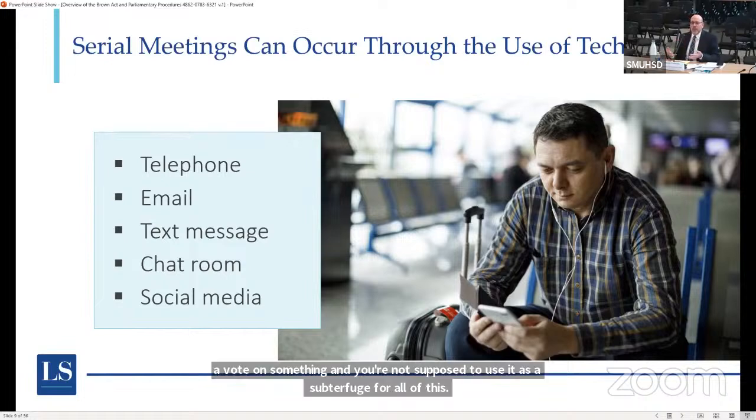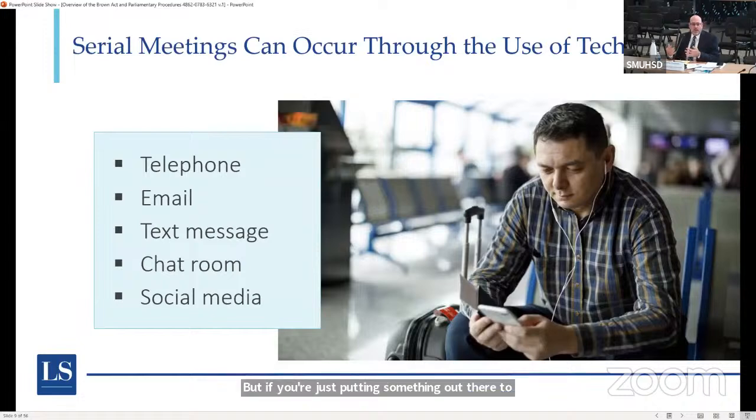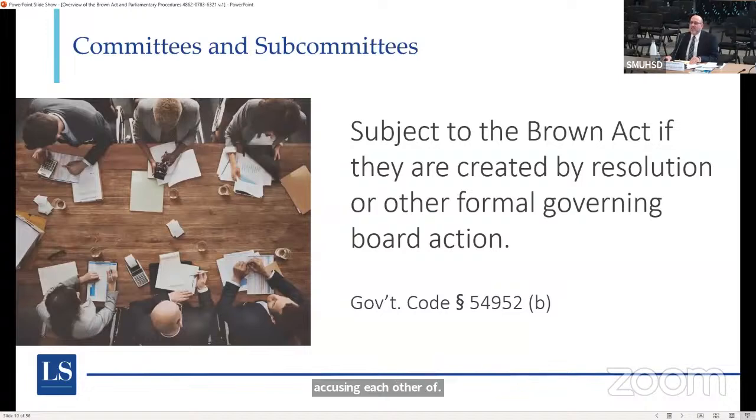But if you're just putting something out there to members of the public and another board member sees it, that's not an automatic violation, which is good news. You just don't want to comment on it. You don't want to respond to it. So this is where the Brown Act violations that are flying all over now that people are accusing each other of, these are the places that they happen.